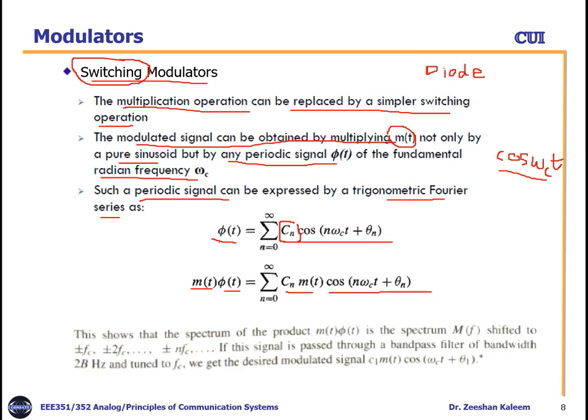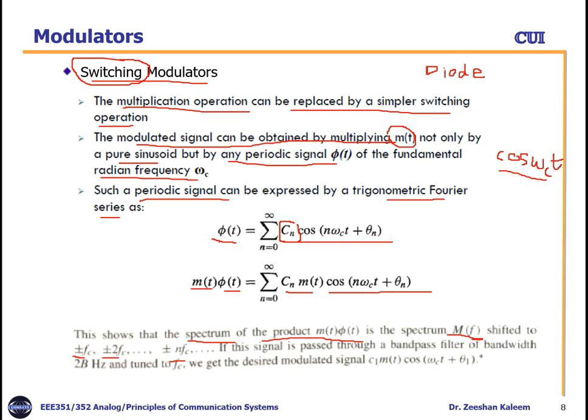And this shows that the spectrum of the product, for example, the product m(t) cos ωt, is the spectrum M(f) shifted to plus or minus fc, plus or minus 2fc, and plus or minus nfc. It means there are n number of terms generated after multiplying the message with the periodic signal.